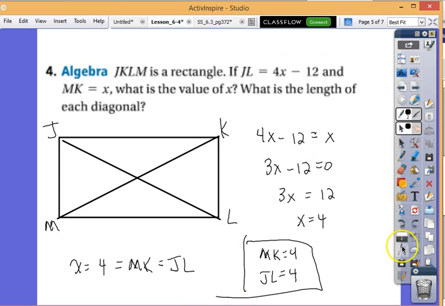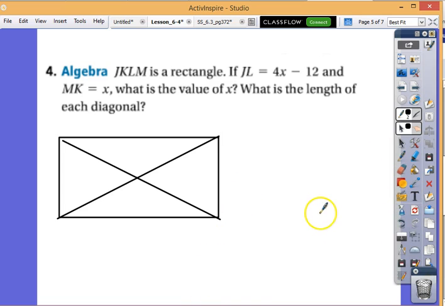All right, let's take a look at this. Let me clear out my previous work. JKLM is a rectangle. If JL is 4x minus 12 and MK is x, can we find the value of x? So I would sketch a rectangle, JKLM, and notice that I use the letters in sequence and I just go around the corners of the quadrilateral. I draw the 2 diagonals. Since it's a rectangle, what do we know?